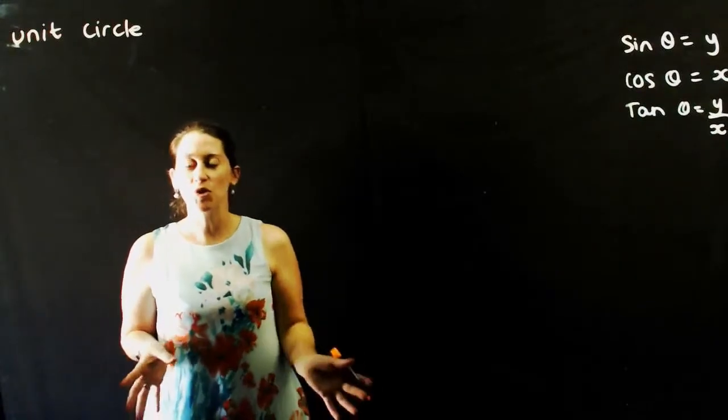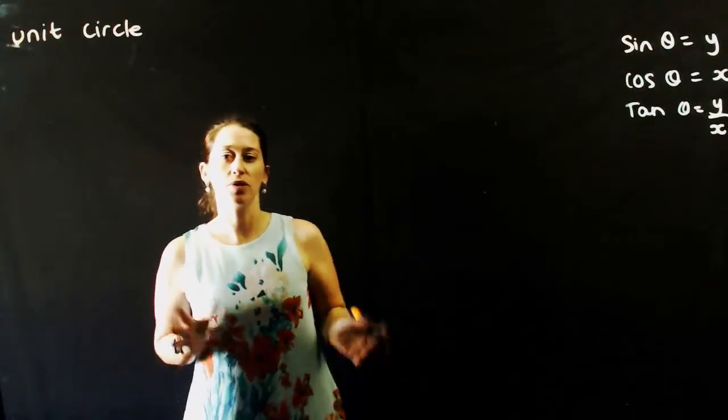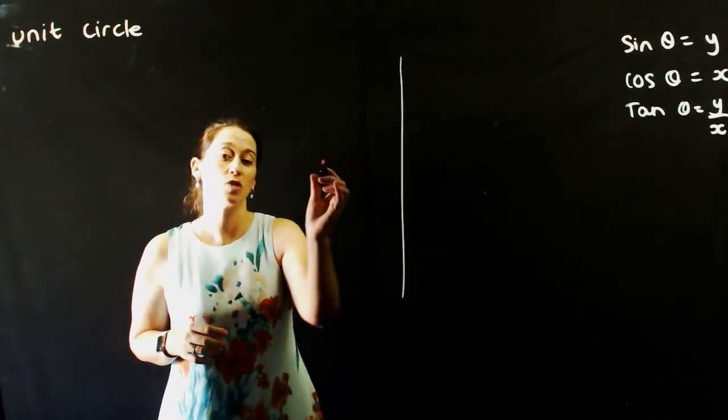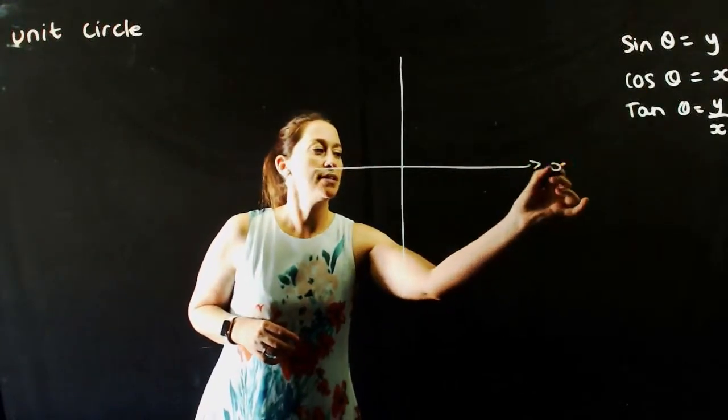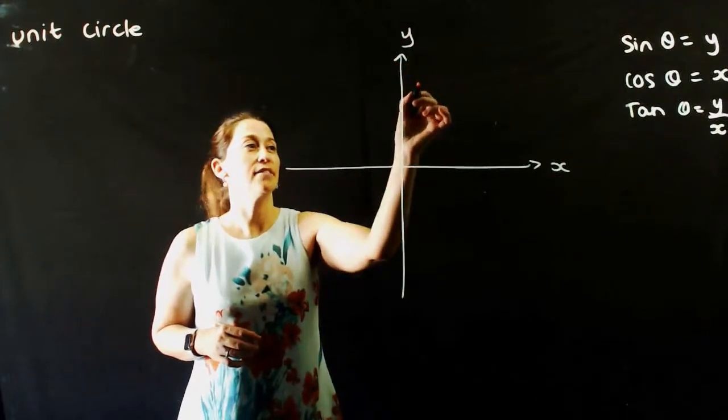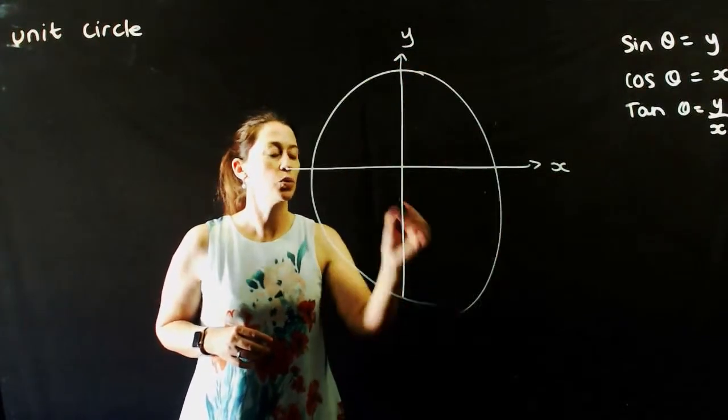In this video I'm going to talk to you about the symmetry of the unit circle. So first of all, let's just remind ourselves of the unit circle. The unit circle is called the unit circle because it's made up of a circle with radius 1.